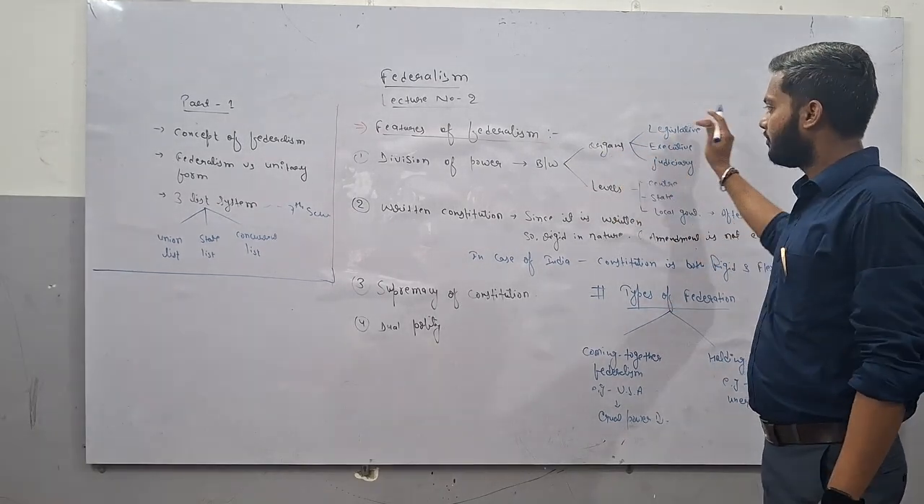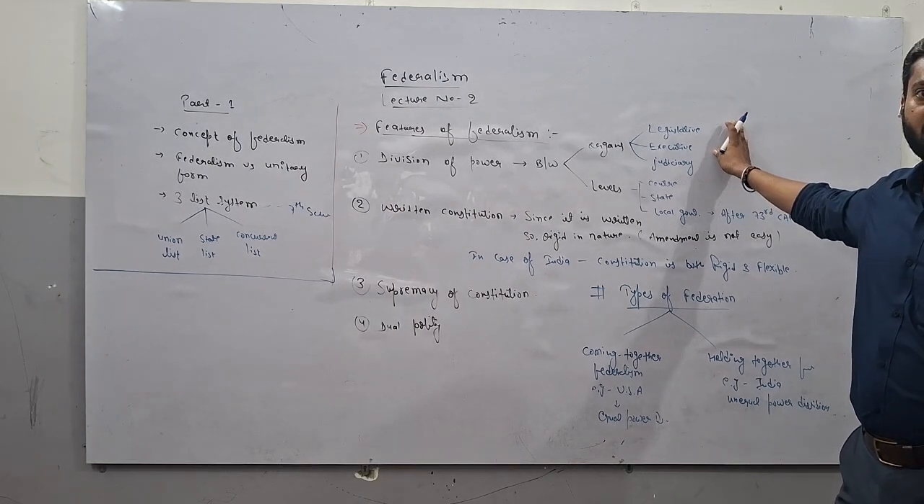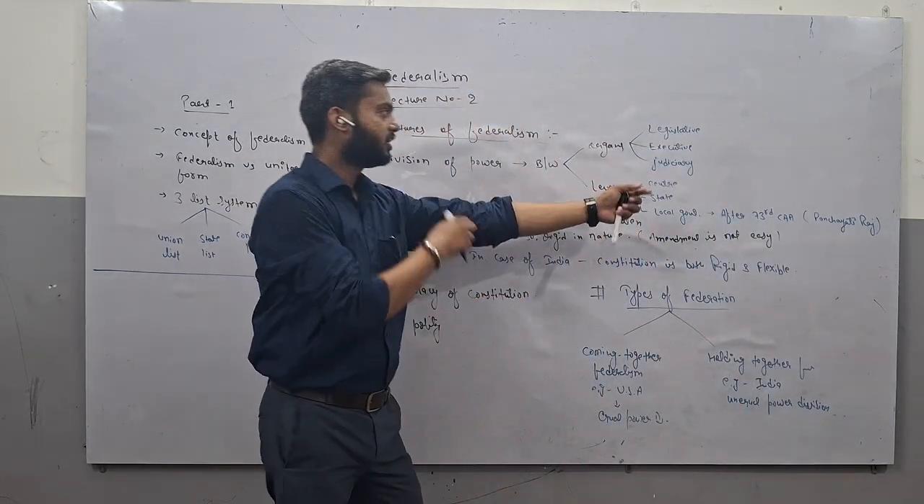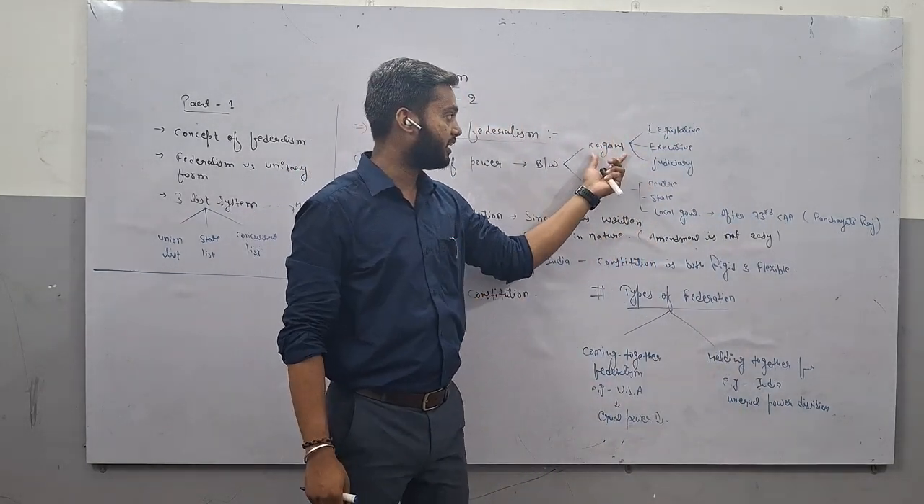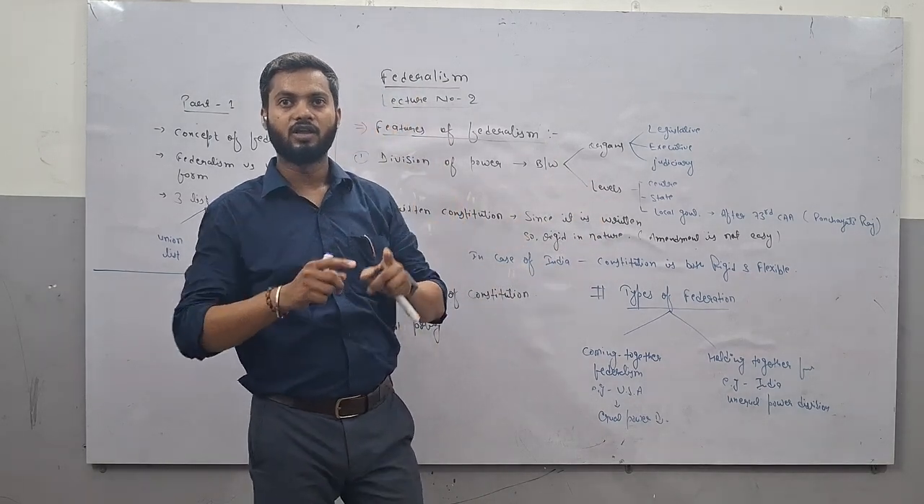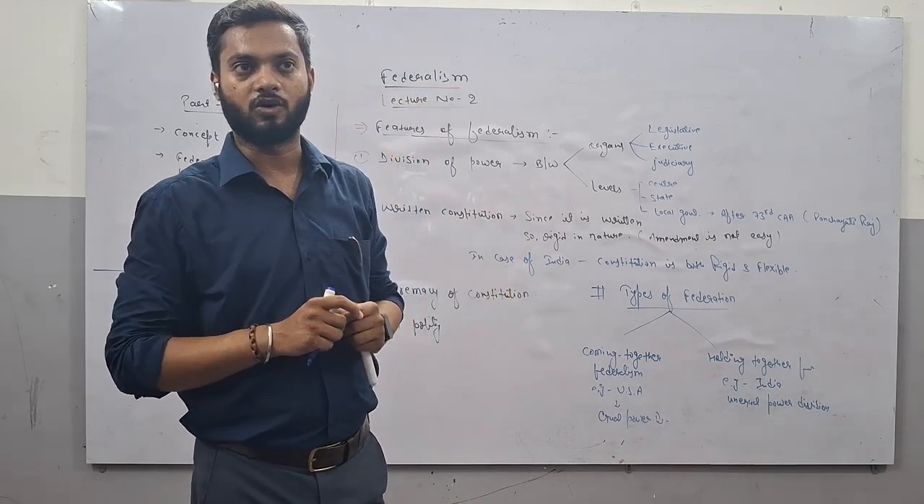So, if power is divided, then in what form will power be divided? Power divide कैसे होगा? So, power का division हम देखेंगे कि power will be divided between organs and between levels of the government. ये जो power divide होगा, वो सरकार के विभिन्न अंगों और विभिन्न स्तर के बीच में power का division होगा.